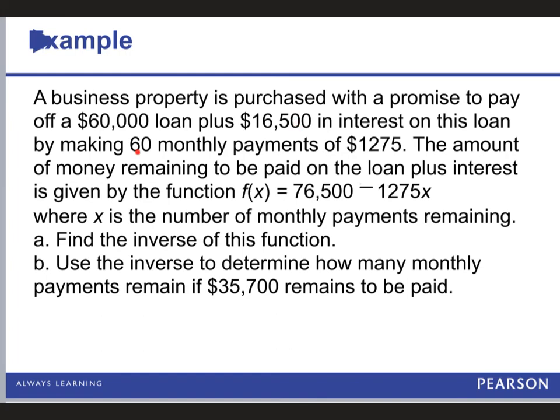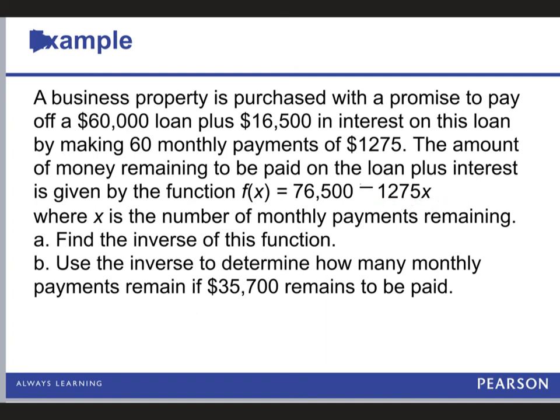We're going to make 60 payments. After 60 payments of 1,275, our loan will be paid off. And so I know that 60 times 1,275 would give me 76,500. And you can see the 1,275 in the equation there, because that's the monthly payment. Every month I pay, and so x is the number of months that I've paid. So after 1 month I would owe 1,275 less. After 2 months it would be double that, etc.